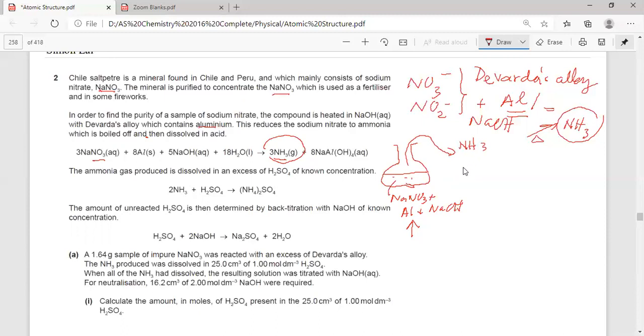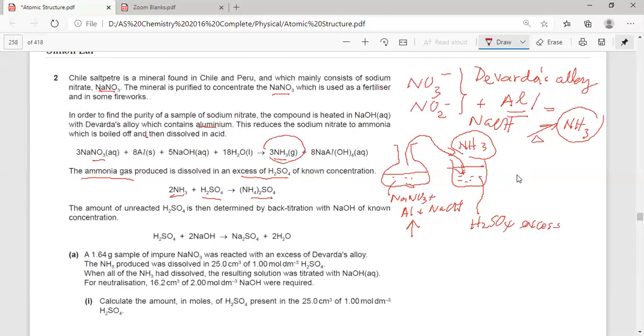The ammonia is passed into sulfuric acid. The ammonia gas is dissolved in excess sulfuric acid, H2SO4. Excess means all your ammonia will dissolve. And this is the reaction: ammonia plus sulfuric acid gives you ammonium sulfate. So after the reaction there will be excess acid here.